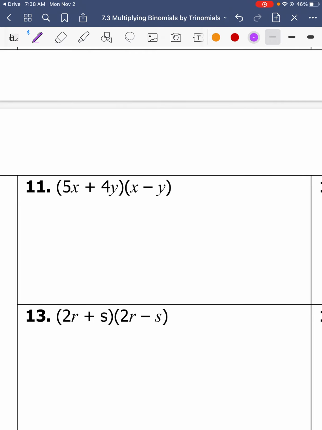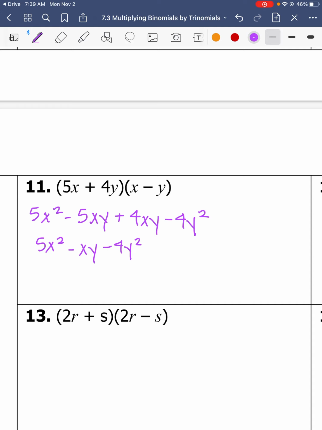So number 11, first two terms, we have 5x squared, outer minus 5xy, inner plus 4. I'm going to change around the position of the x and the y. I'm just going to put x first and then y. And then the last two minus 4y squared. Okay, let's combine like terms. We have 5x squared, that's going to be minus 1xy minus 4y squared.